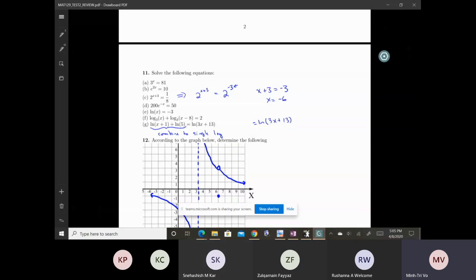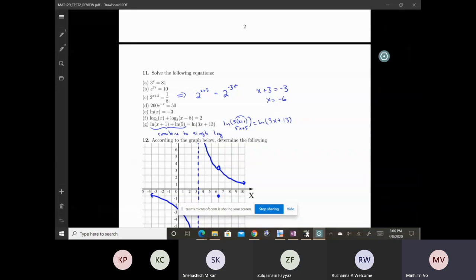So what's the rule for combining logs? If you have a sum, it turns into multiplication, right? Subtraction turns into division. So now it's a single log, and what do I multiply? The 2 things that are inside, x plus 1 and 5. So it becomes 5 times x plus 1, which you can distribute, so it's 5x plus 5.